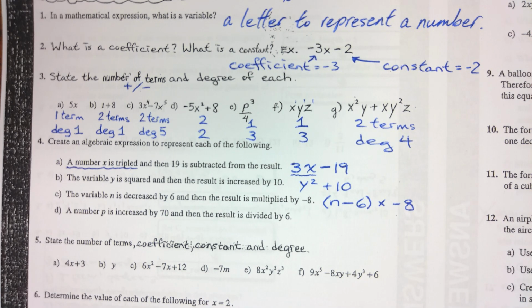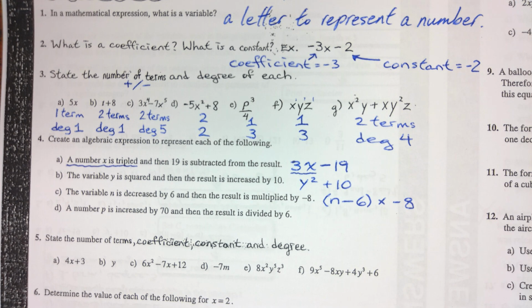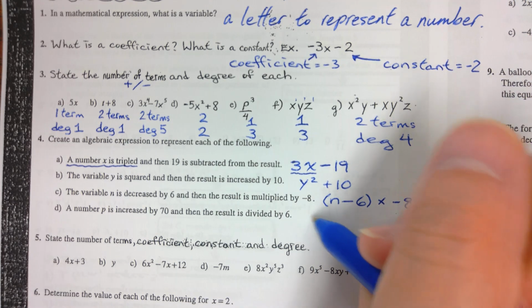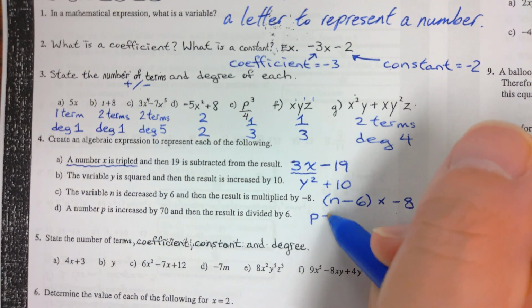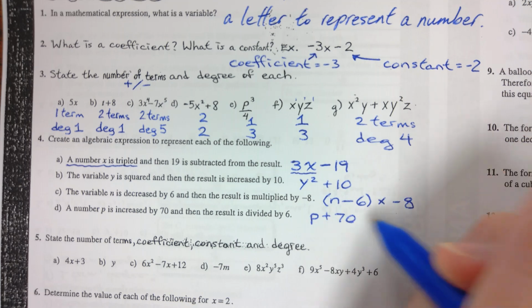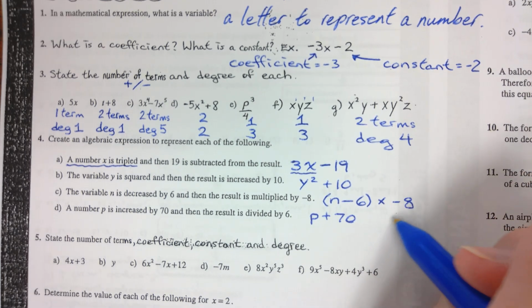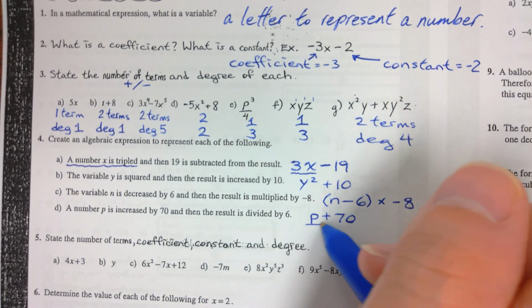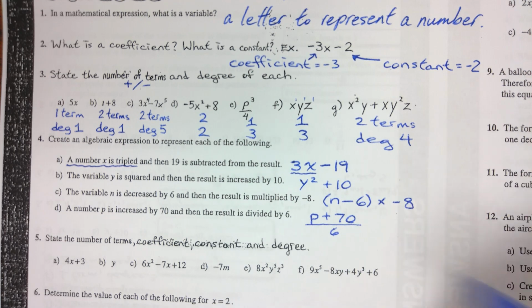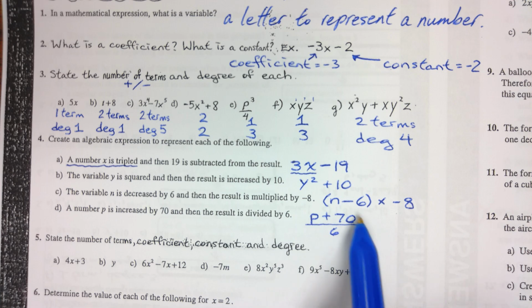Okay, last one. A number p is increased by 70, and then the result is divided by 6. Michelle. P plus 70 divided by 6. Good. And p plus 70. You can either write divide by 6 like this, but then you'll need bracket, or you can put it like this. So then you have that invisible bracket around that p plus 70.